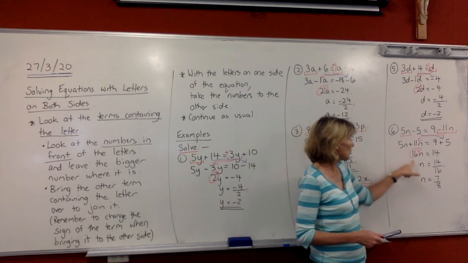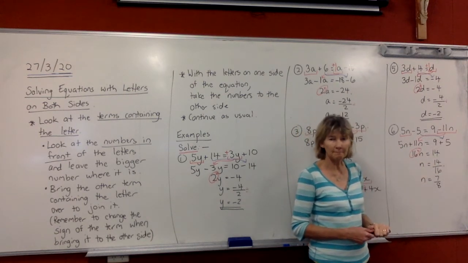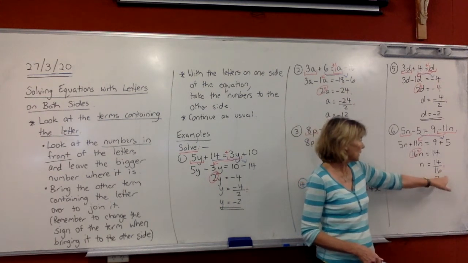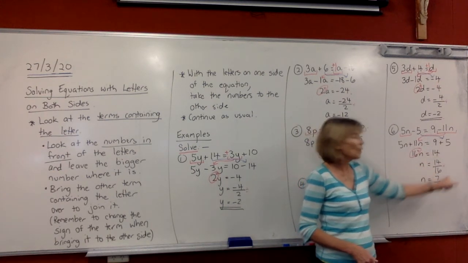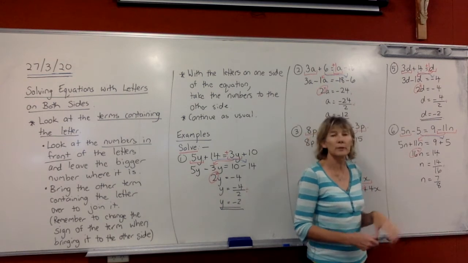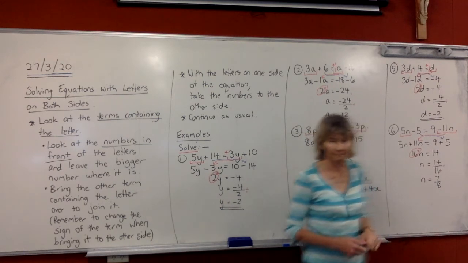When you collect your like terms, we have 16n equals 14. We need to get rid of the times 16. So we come over here and divide by 16. Put all that in your fraction key, and your answer is n equals 7/8.